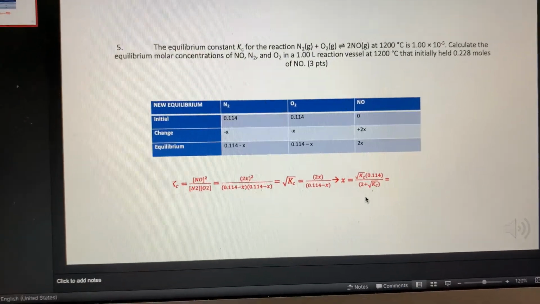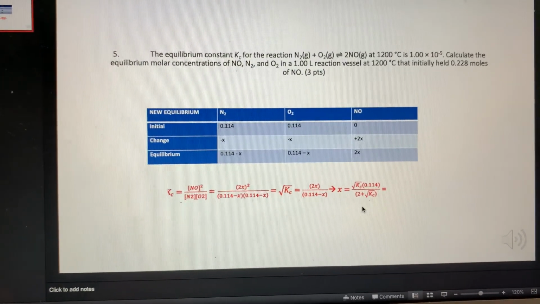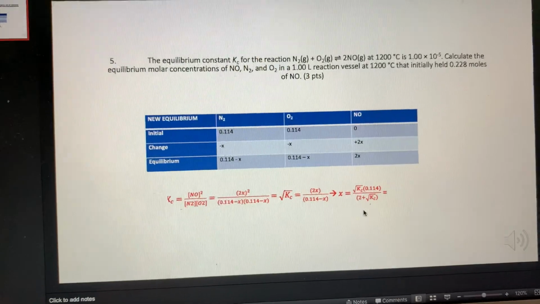So that's all I'm going to give you for that using this. And that's just the simplified way.